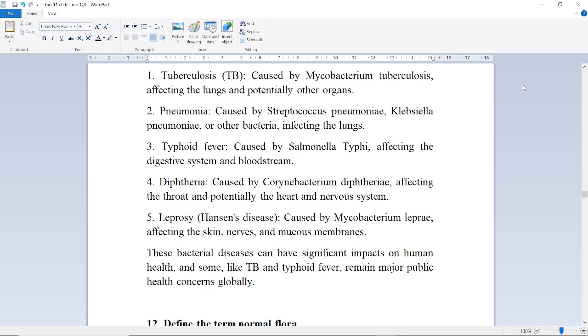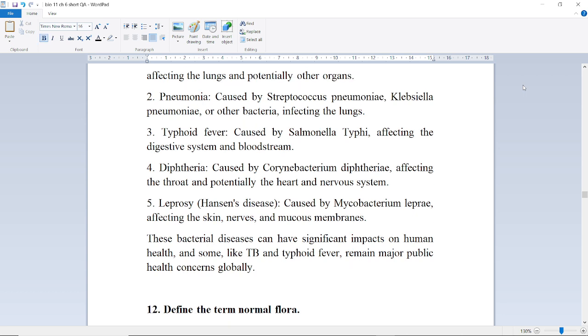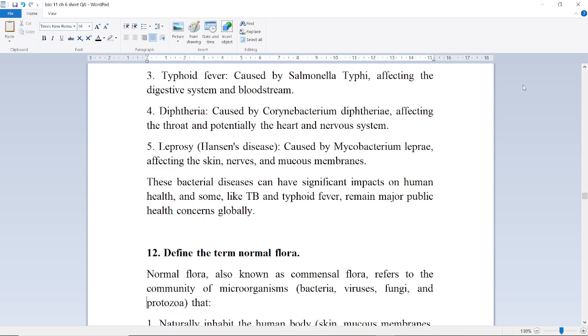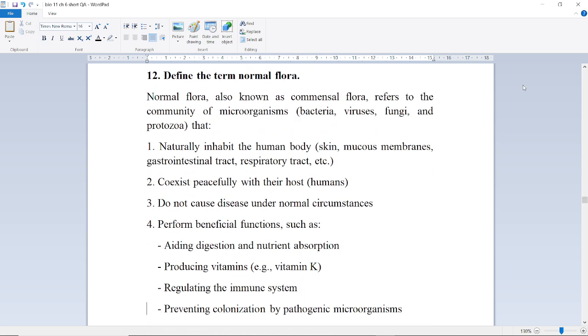These bacterial diseases can have significant impact on human health, and some like TB and typhoid fever remain major public health concerns globally. Next question is, define the term normal flora. Normal flora, also known as commensal flora, refers to community of microorganisms like bacteria, viruses, fungi, and protozoa that naturally inhabit human bodies, skin, mucous membrane, gastrointestinal tract, respiratory tract, etc.